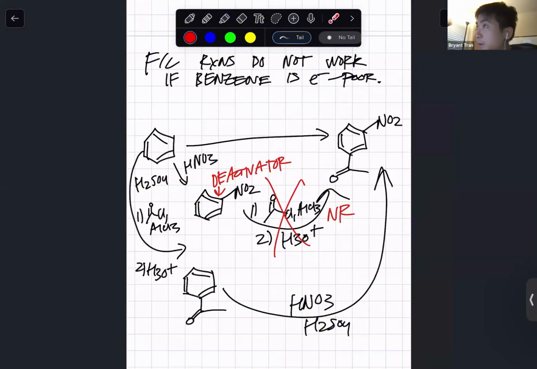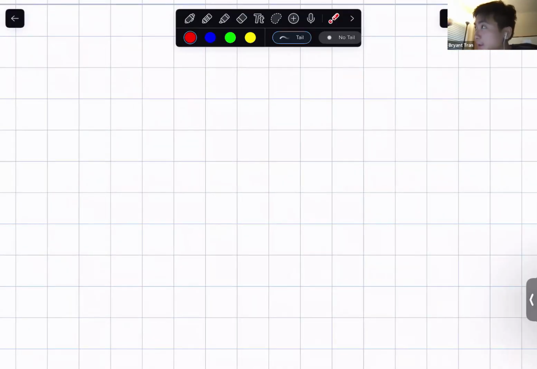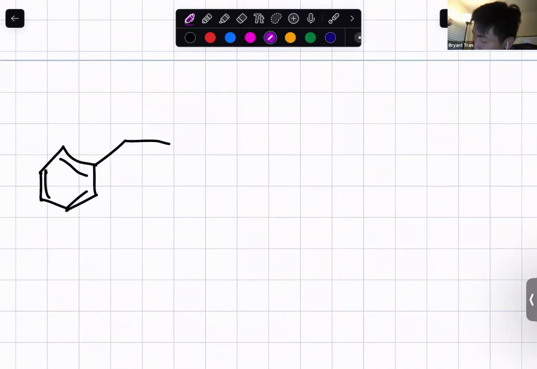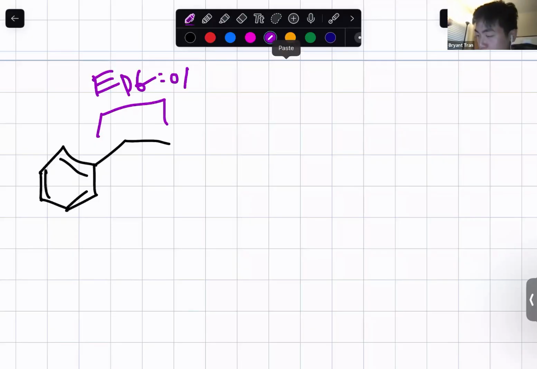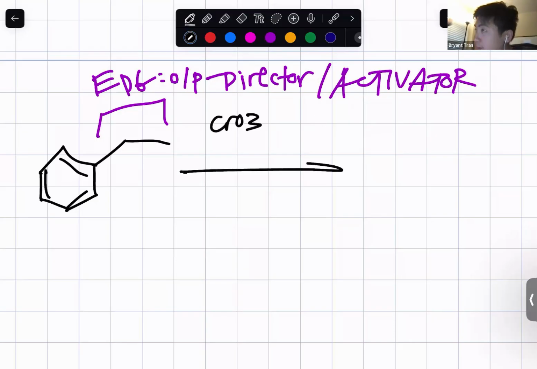Right, okay. Now, we're gonna talk about how we can change the directing group preference. If we have an alkyl group like this, we know that this right here is an EDG, which is an ortho-para director. You can think of it as an activator as well.